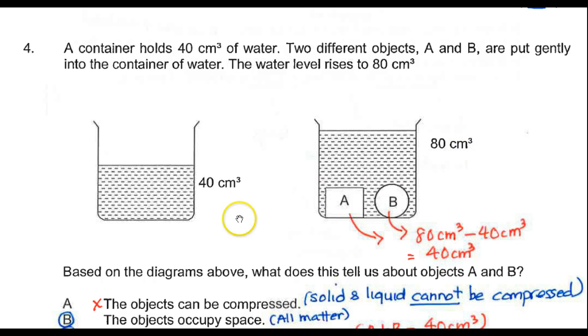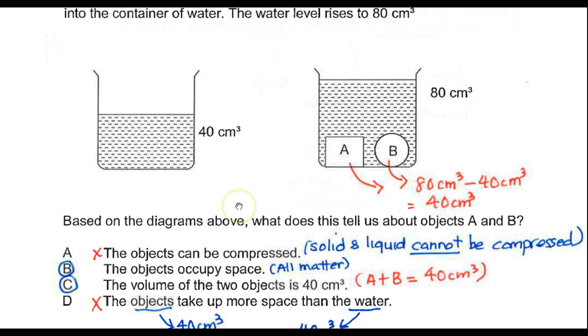Right, next these two containers, watch out for this, it says 40 centimeters square. Next is A and B. All right, take a look here. Now once you put A and B inside, okay, the water level rose from 40 to 80 cubic centimeter. So the volume of A plus B is actually 40. Let us continue to take a look at this.